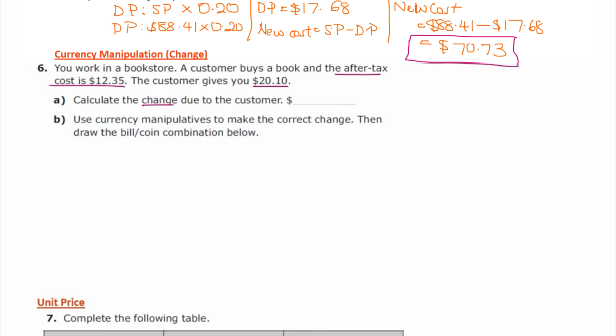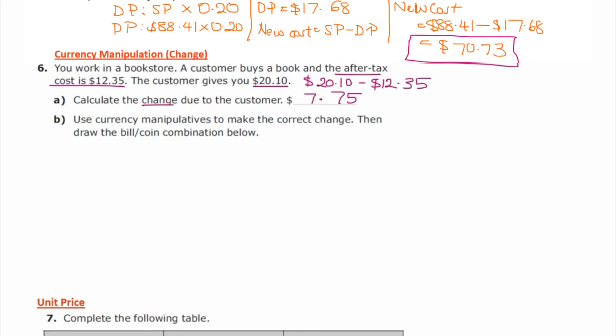You take away $12.35 from the $20.10 that was given by the customer, and what the customer is going to receive is $7.75. The next question says that using currency manipulation, you have to give the correct change to the customer.